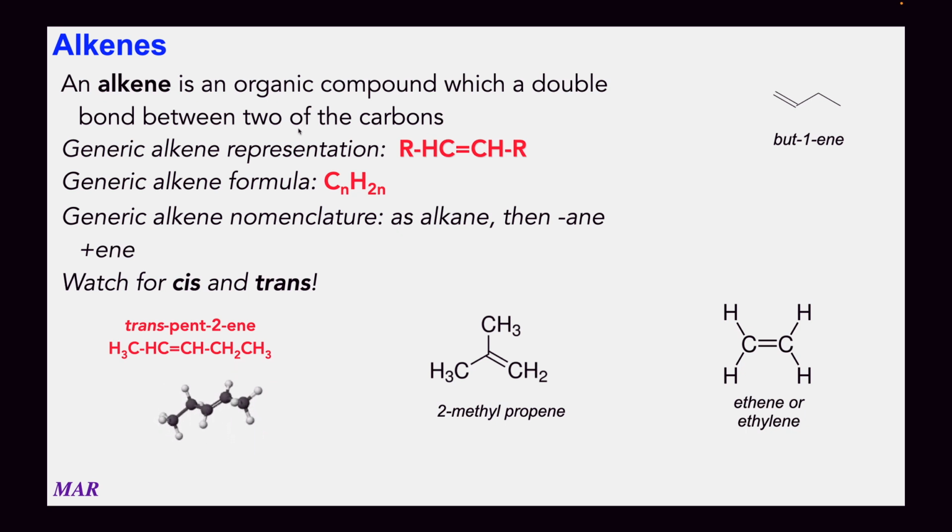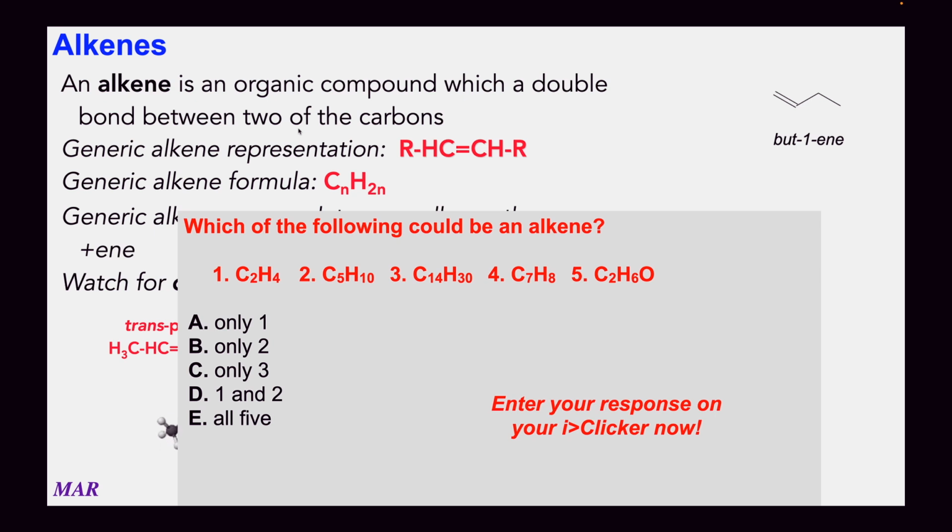Cis and trans are only applicable to alkenes, and we'll talk about why that is in just a second as well. But before we do that, which of the following could be an alkene? And again, for an alkene, if you look at that generic alkene formula, CnH2n, you need twice as much hydrogen as you need carbons. Well, sure enough, both number 1 and number 2 have a 2-to-1 ratio of hydrogen to carbon. And both of those, in theory, could be alkenes.